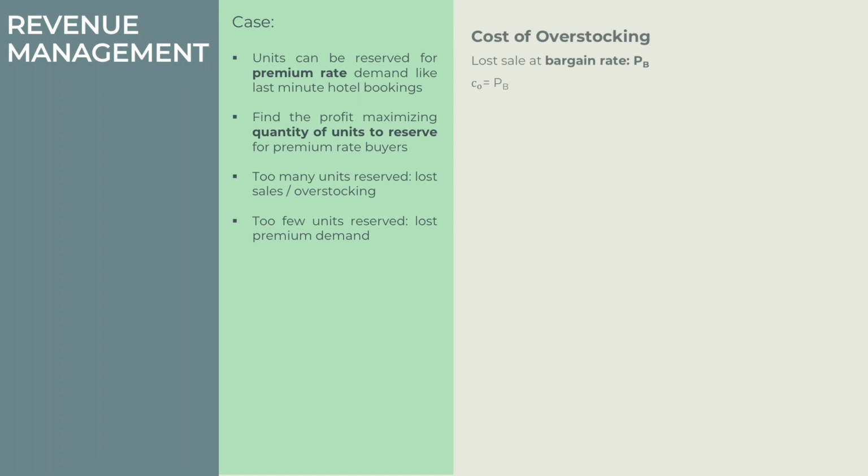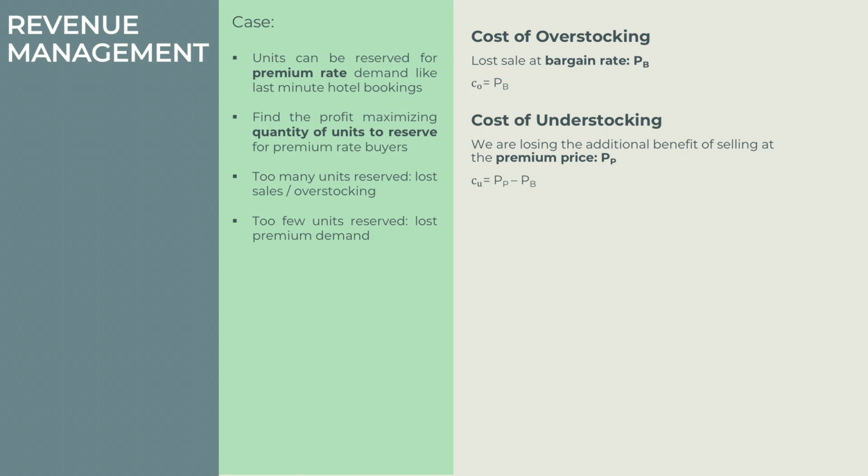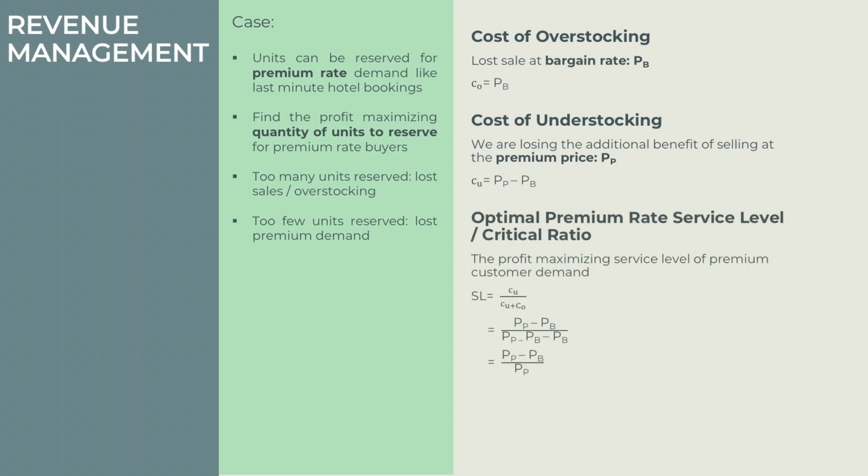This has implications on the critical ratio. The cost of overstocking is now the bargain rate, PB. The cost of understocking is the lost additional benefit of selling at a premium price, PP minus PB. The service level or critical ratio for premium rate demand is calculated by PP minus PB over PP.